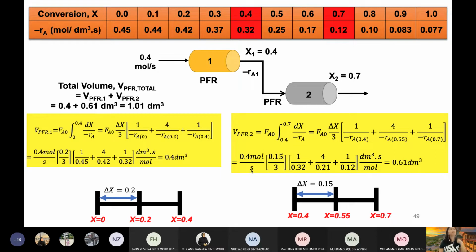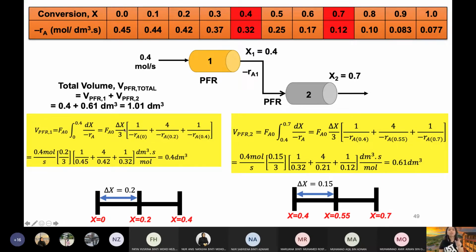Okay, so let us calculate the volume of the first, kalau menggunakan two reactor in series. Okay, so we calculate the volume of the first reactor first. So for the first reactor, volume PFR1 equals to FA0 integrating from 0 to 0.4. So lower limit 0, upper limit 0.4 because first reactor convert from 0 to 0.4. Dx per minus RA. So then we convert into the form of Simpson one-third rule.